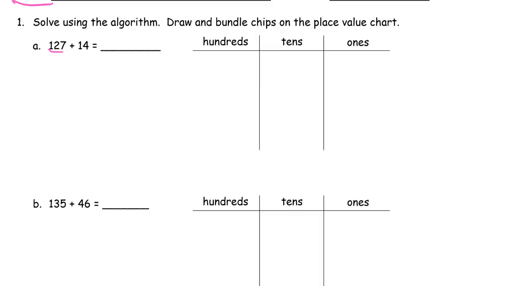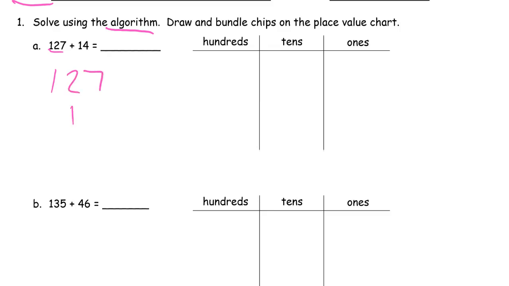Do the algorithm first. The tendency is to draw everything on the place value chart and then just vertically write down the addends and the sum without using the crutch marks and not actually using the algorithm. So do the algorithm first and then check it with the place value chart.